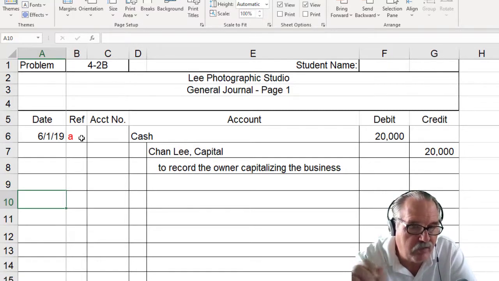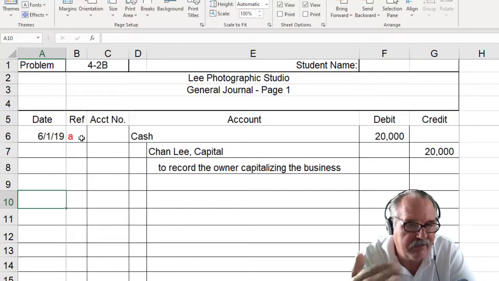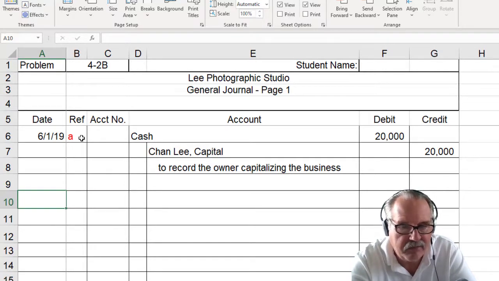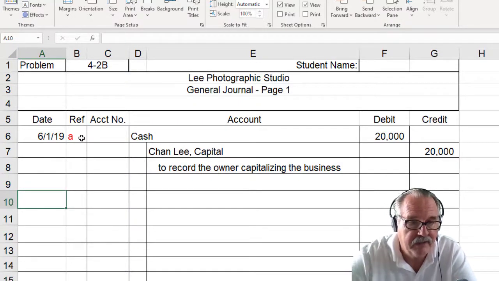When we do the credit, we want to indent it about 1/2 inch so that the debits are flush and then the credits will be indented. And then for the description, we might want to indent another 1/2 inch and record the transaction. Again, if we had a calculation, we would put it in here. If we had any other information, we would put it in.